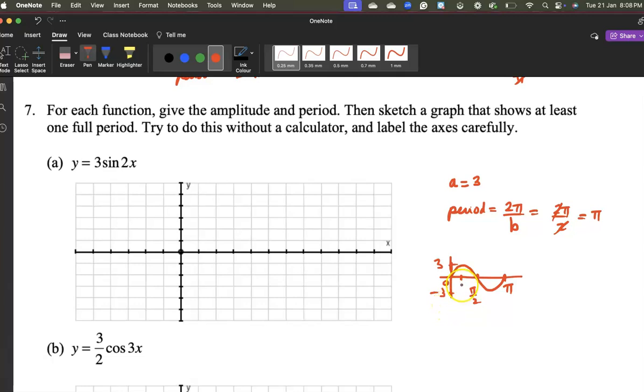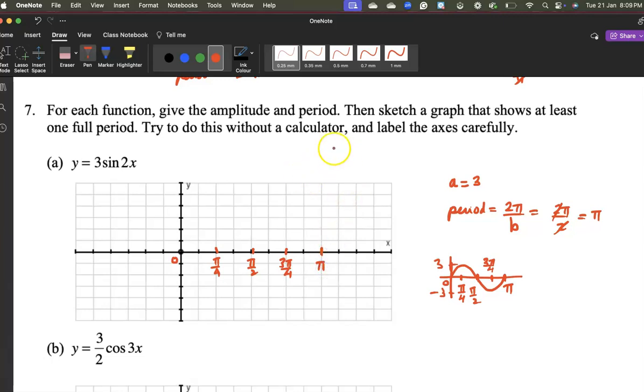This would be how much? Pi by 4. This is half and this is 1. What is the middle? 3 pi upon 4. So if you call this 0, now you can choose to call this pi by 4, then this will be pi by 2, then this will be 3 pi by 4, and this will be pi.